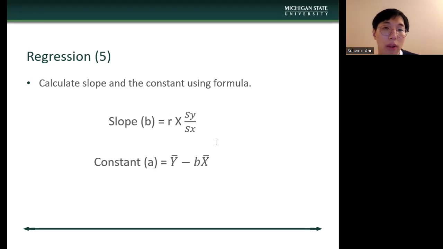Also for the constant, the formula is y bar minus b x bar. We already calculated the b here, it's the slope, and y bar is the mean of y, and x bar is the mean of x. So the constant is the mean of y minus the slope you calculated times the mean of x. Then you can get the constant. So in this way, by putting numbers in the formula, you can get the slope and the constant.